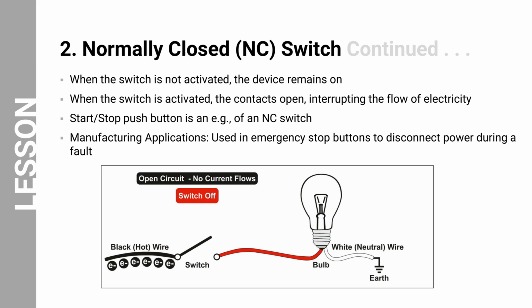A start-stop push button is an example of a normally closed switch. Normally closed switches are one of the most common types of electrical switches. In BEV manufacturing, normally closed switches are commonly employed in emergency stop buttons to immediately disconnect power during a fault.